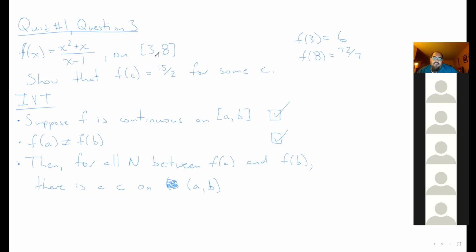And it's going to be strictly between 3 and 8. And what I mean by strictly between is it'll be bigger than 3 and less than 8.